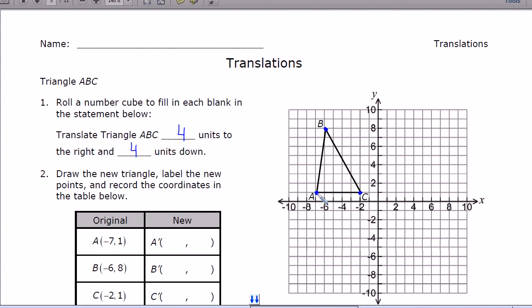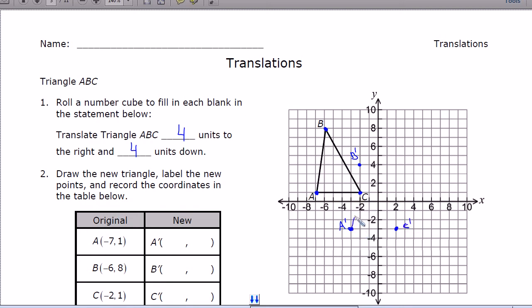Okay, so I'm going to translate this vertex right here 4 units to the right, 1, 2, 3, 4. Now I'm going to go down 4 units, 1, 2, 3, 4. So here is going to be my A prime. B is right here, so I'm going to go to the right 1, 2, 3, 4, and then I'm going to go down 4 units, 1, 2, 3, 4. So there is my B prime. And finally C is right here, so 1, 2, 3, 4 to the right, and I'm going to count 1, 2, 3, 4 down, and that is my C prime.